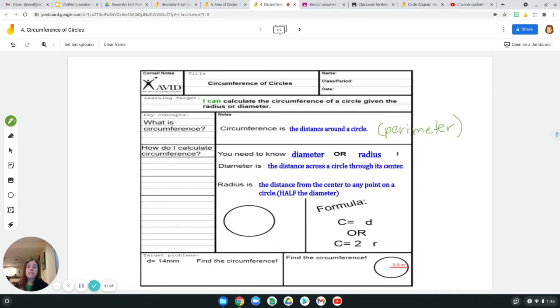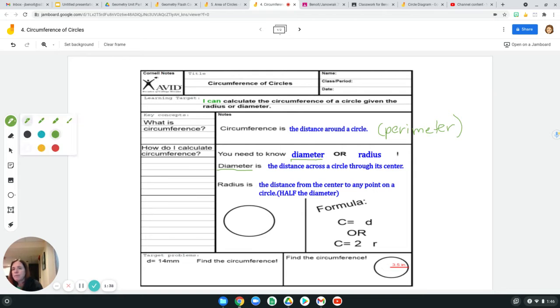Okay, how do I calculate circumference? Well, you either need to know the diameter of the circle or the radius. So fill in those blanks. And then we're going to define those two things. Diameter is the distance across a circle through its center. So I'm going to do diameter in green. Now I take that back. I'm going to erase that for radius.